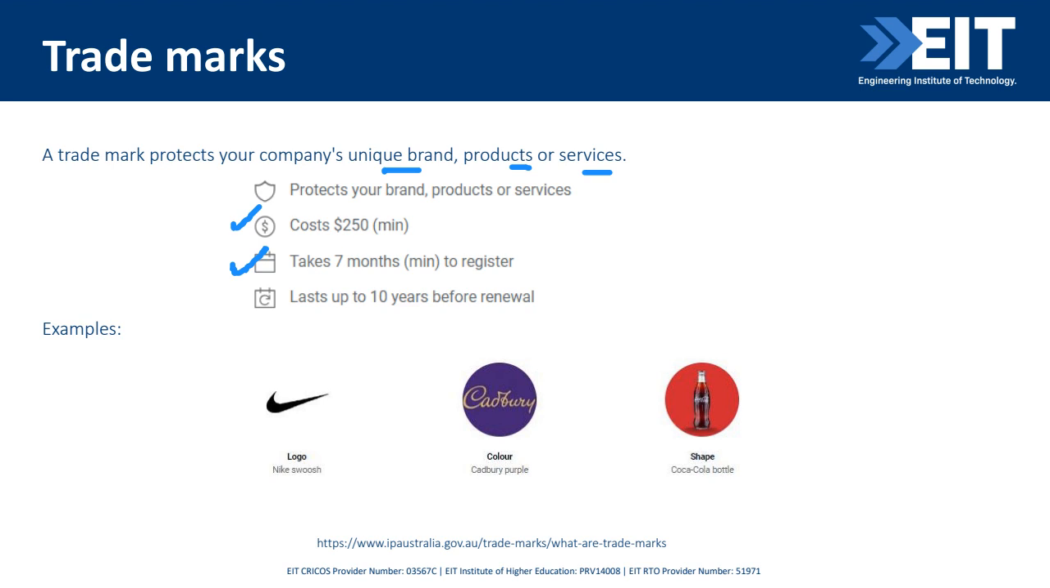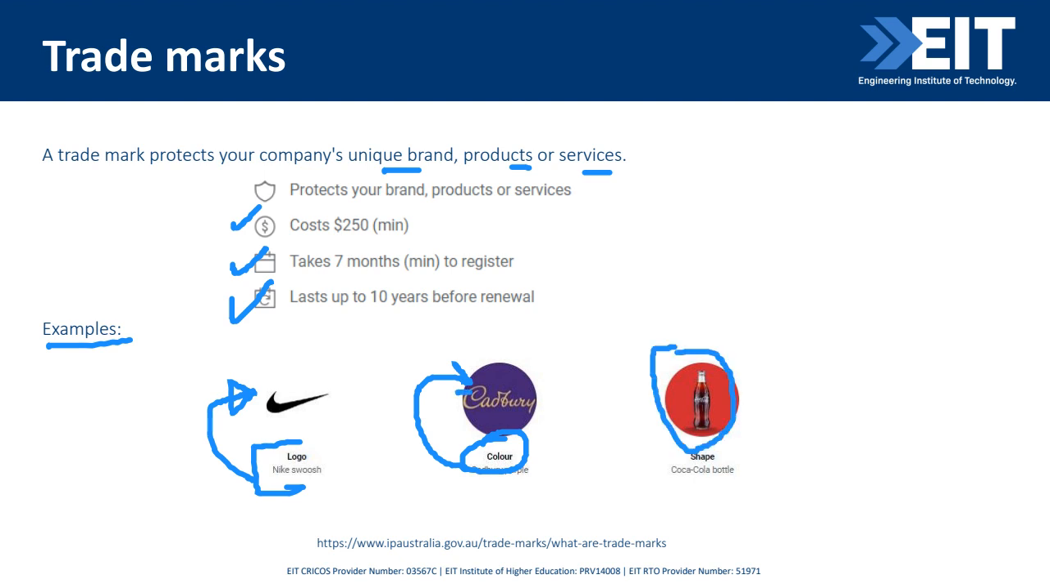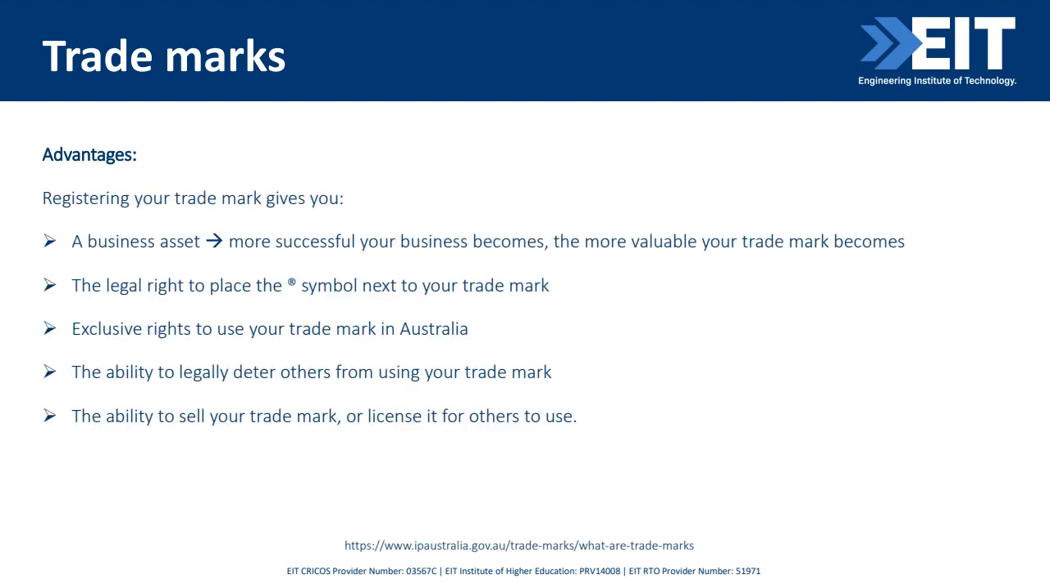What are various examples of trademarks? So your logo, this Nike swoosh, is an example of a trademark. Even color trademarks exist. So this specific purple color that Cadbury has been using is also a trademark. And this specific shape of Coca-Cola bottle is also a trademark. So trademark is not just a logo, it is more than that. And we'll go a bit more into detail on what exactly sits under trademark.